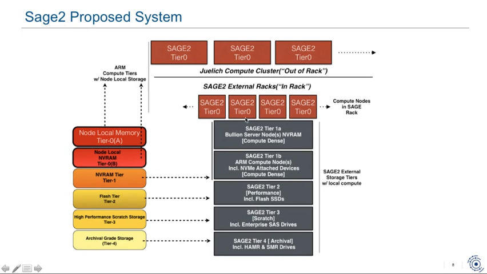So this is the big picture of the proposed system. You have NVDIMMs, NVRAM, then NVMe-attached devices, and Flash, and SAS, and archival-grade tiers, everything essentially managed by the Mero object store.